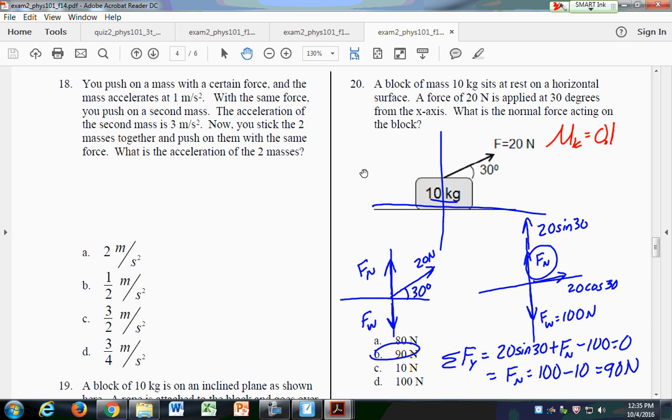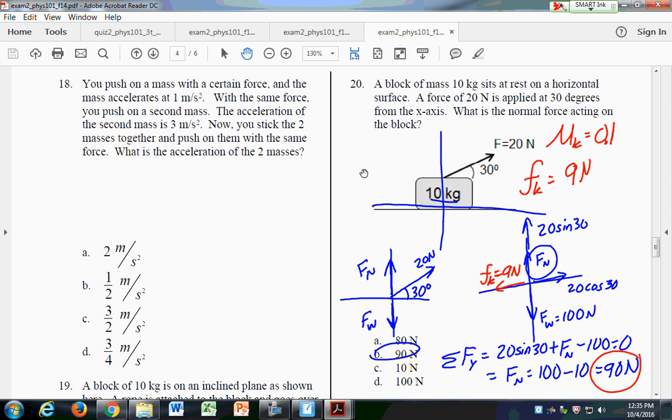In that case, if I want to know the frictional force, it would be here, opposite the direction of motion. It would be equal to mu k times the normal force. So Fk would equal 9 newtons. So I have a force over here of 9 newtons. In that case, if I want to know the acceleration, I'd say this force minus 9 newtons is equal to the mass times the acceleration.